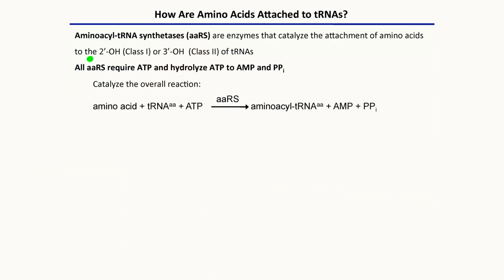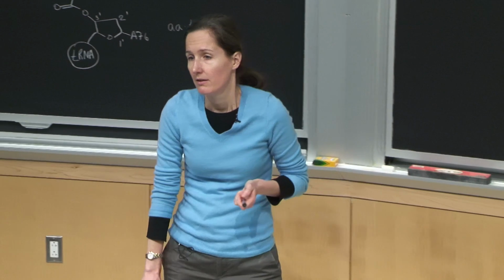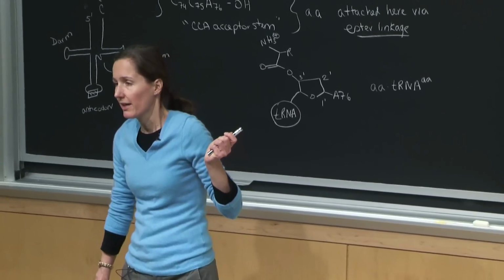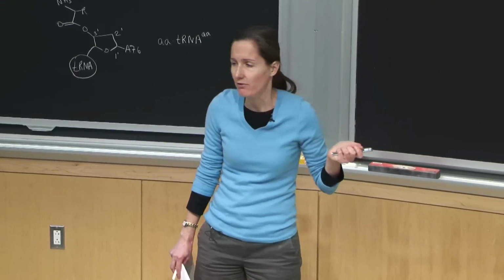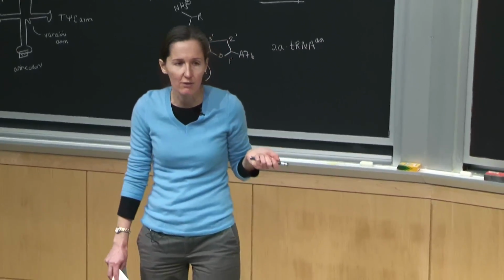So all aminoacyl tRNA synthetases require ATP and hydrolyze ATP to AMP and PPi. And so they catalyze this overall reaction where we have an amino acid monomer, we have the tRNA that is for this amino acid, ATP, to give us the aminoacyl tRNA, AMP, and PPi. So if the ATP is being hydrolyzed to AMP and PPi, what phosphate is being attacked? So we saw on Friday there's the alpha, beta, and gamma phosphates of ATP.